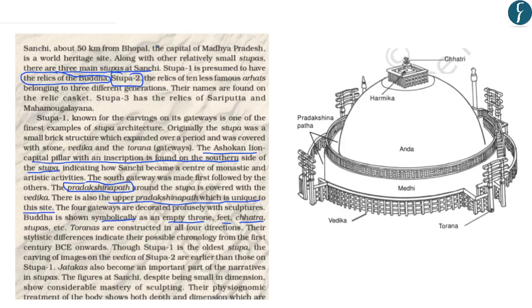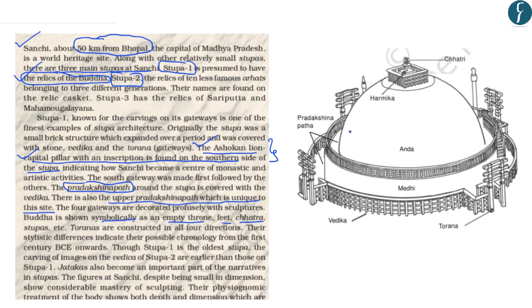So Sanchi is about 50 kilometers from Bhopal in Madhya Pradesh. And this site Sanchi has many stupas, of which 3 stupas are the most important ones. And the stupa which has been designated as Stupa 1 is presumed to have the relics of Lord Buddha. Further, very close to this stupa, an Ashokan lion capital pillar with inscription is found. So this is another important fact related to the location of Sanchi Stupa.